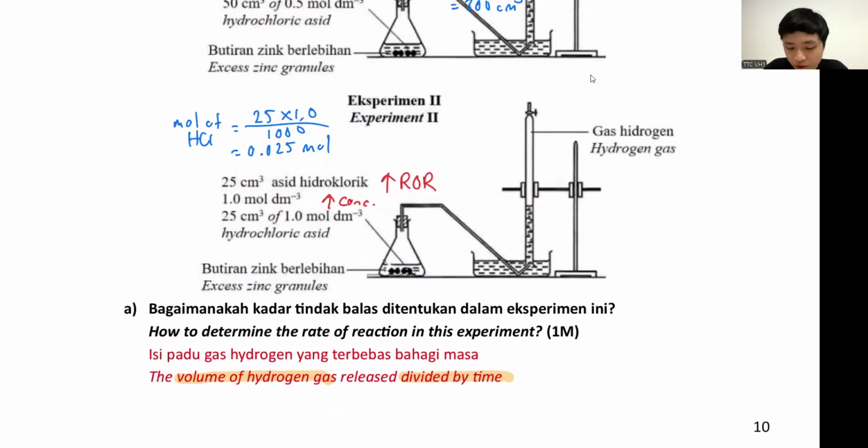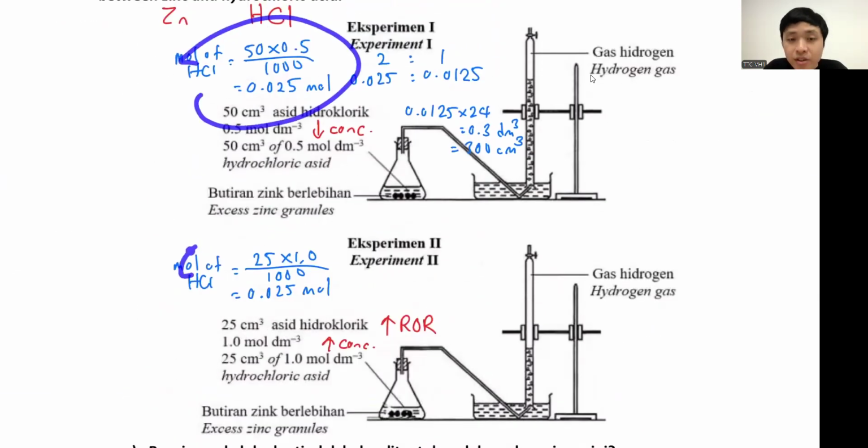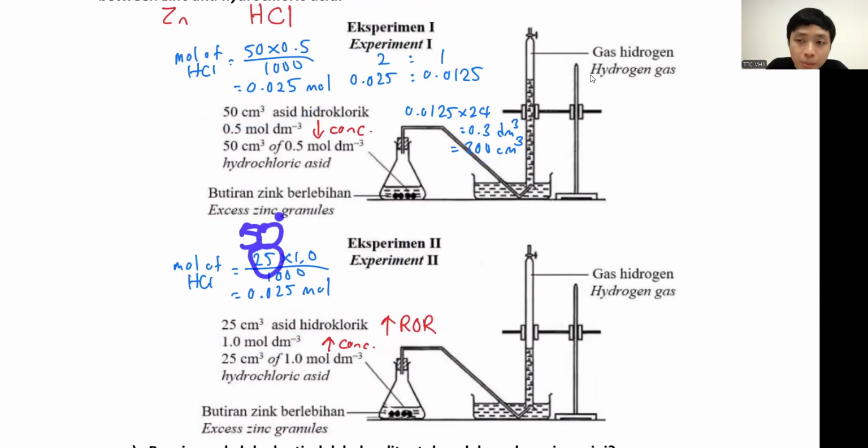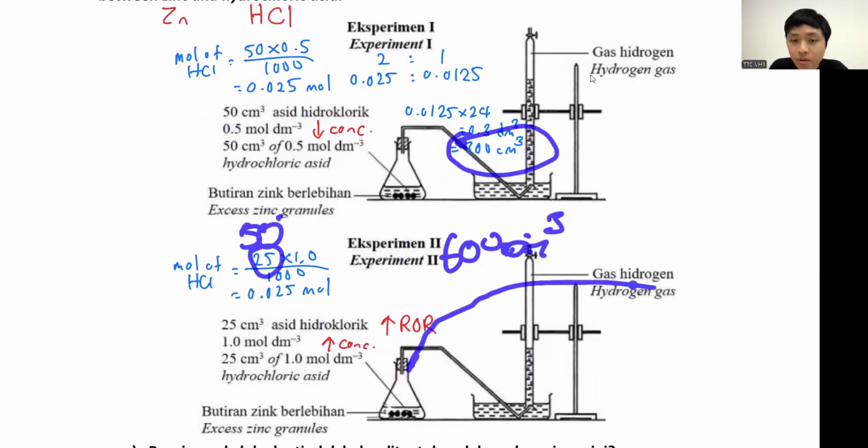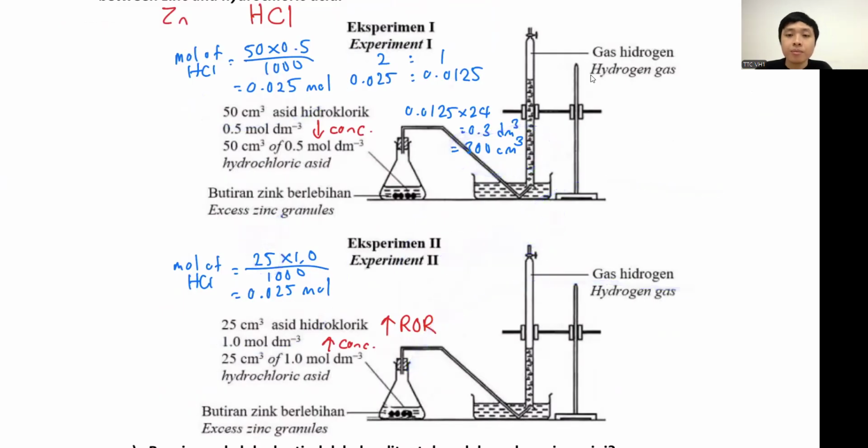Because the number of moles is the same. Unless the number of moles is different, then the height will be different. Maybe if I hadn't changed the volume, then this one might get 300 and this one might get like 600. So that's why the graph will be like this, and the ending will be very different.